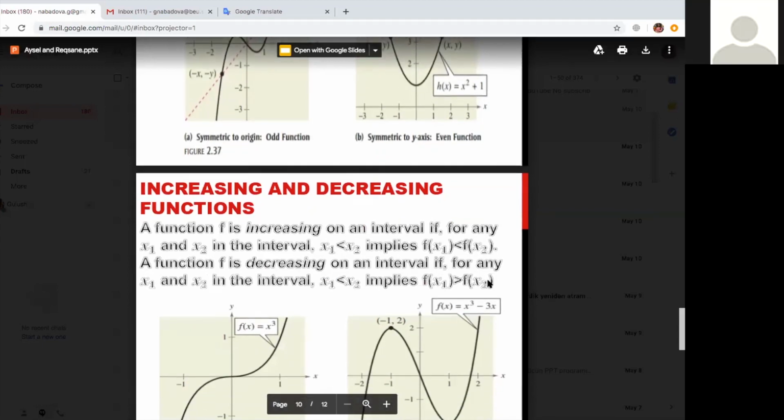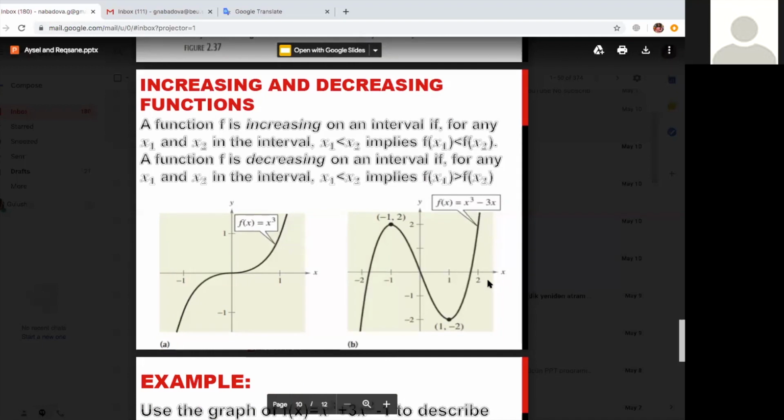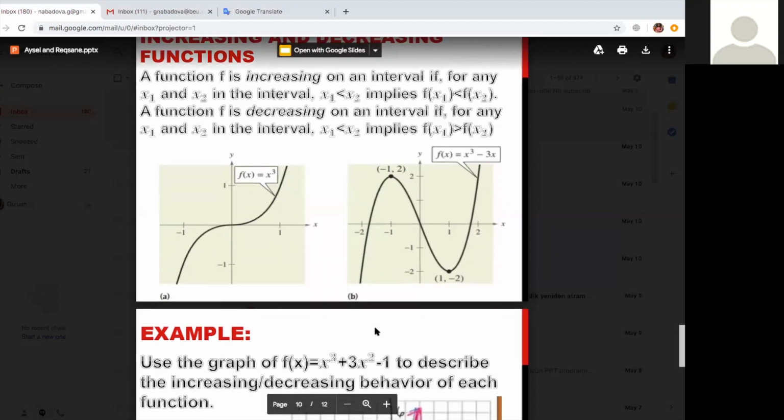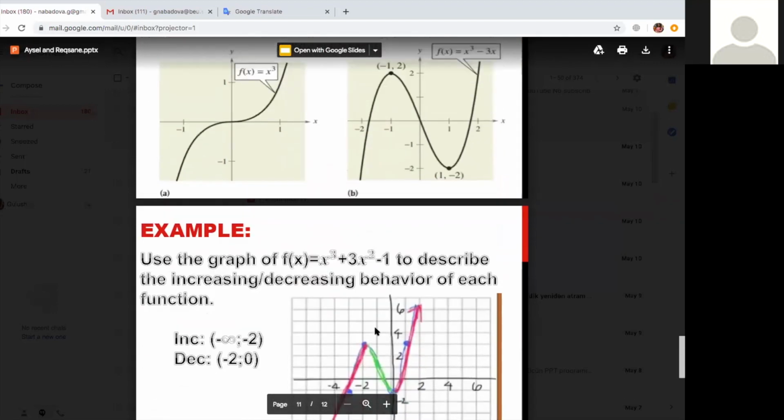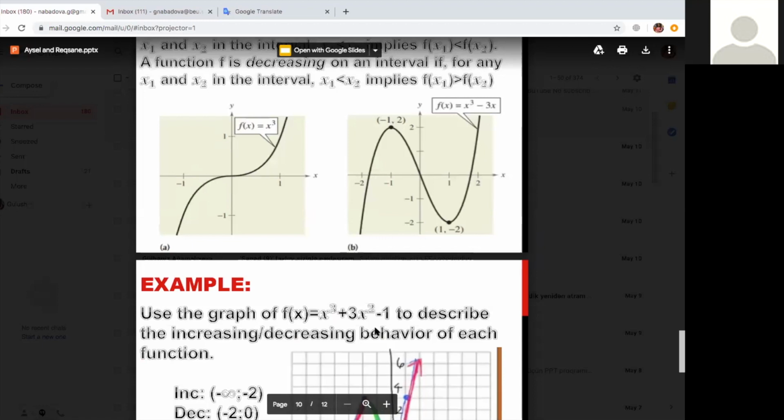Increasing and decreasing functions. A function f is increasing on an interval if for any x1 and x2 in the interval, x1 less than x2 implies f(x1) less than f(x2). A function f is decreasing on an interval if for any x1 and x2 in the interval, x1 less than x2 implies f(x1) greater than f(x2). The first picture is increasing. The second picture is decreasing on the graph.